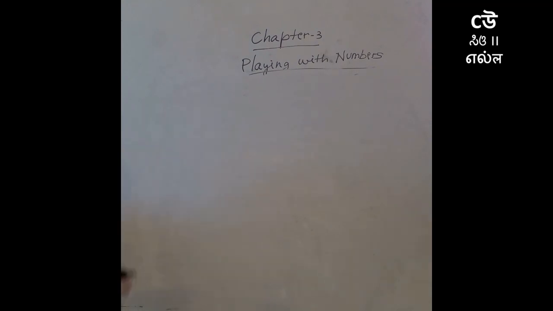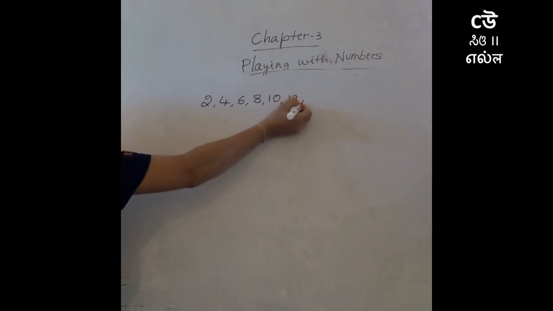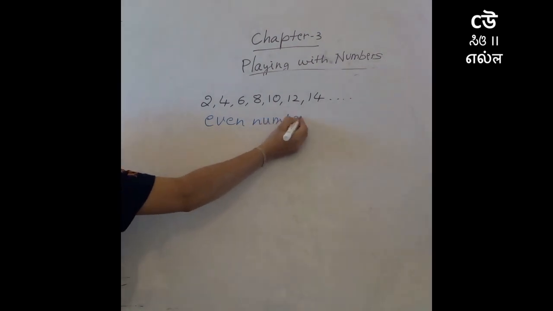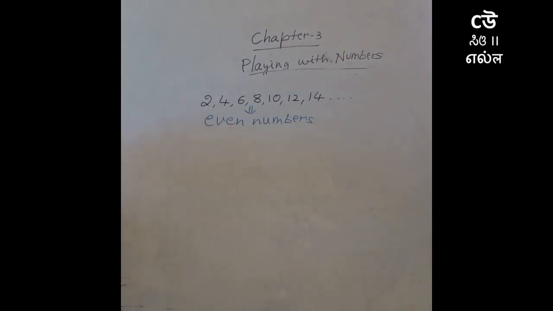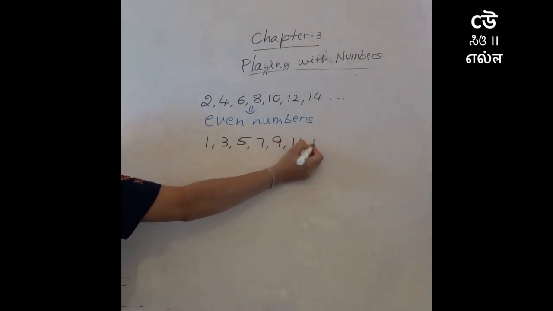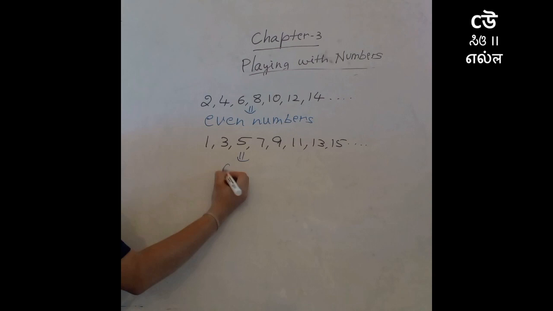So, what are the even numbers we have? Even numbers are 2, 4, 6, 8, 10, 12, 14, etc. Right? These are the even numbers, right? So, this is called as even numbers. Next, what are the odd numbers we have? Odd numbers are 1, 3, 5, 7, 9, 11, 13, 15 and so on. Right? This is called as odd numbers.